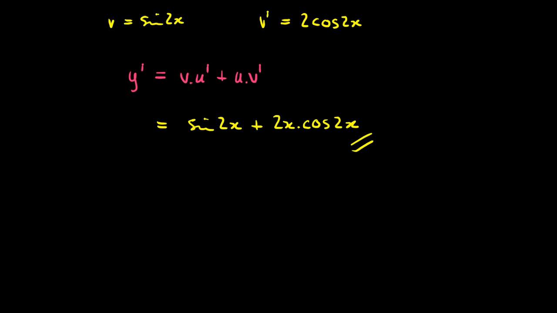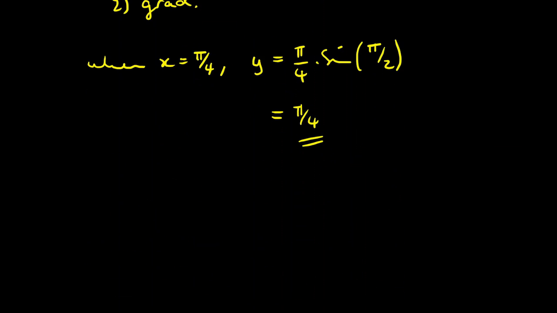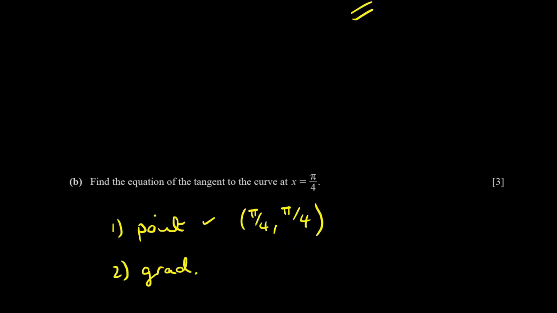dy dx was sine 2x plus 2x cos 2x. Let me write that down. So dy dx was equal to sine 2x plus 2x cos 2x. Let me just make sure I got that right.